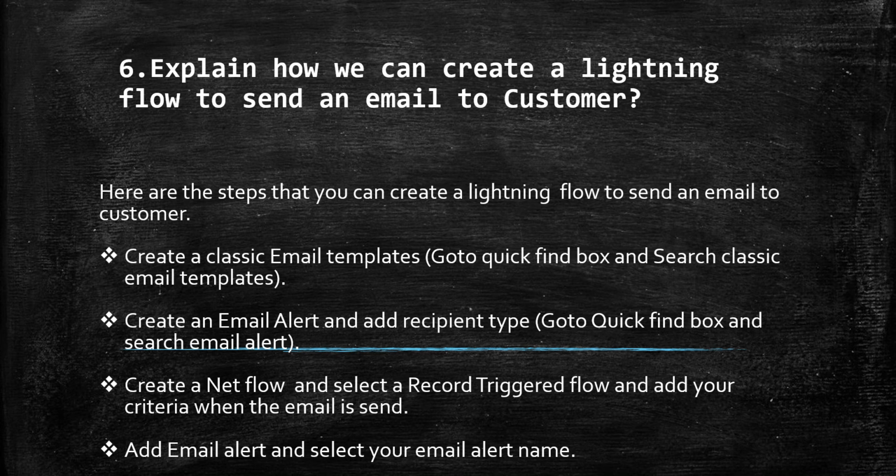Once you have created a classic email template, then go to Email Alert and set your criteria for that email alert: for which object you have to send an email, which recipient type, whether you want to add additional emails, and for which owner you have to send the email. Suppose there are three users I want to send that email to, so select those users. Then go to Flows, select a Record-Triggered Flow, and set your criteria for the conditions under which to send the email alert.